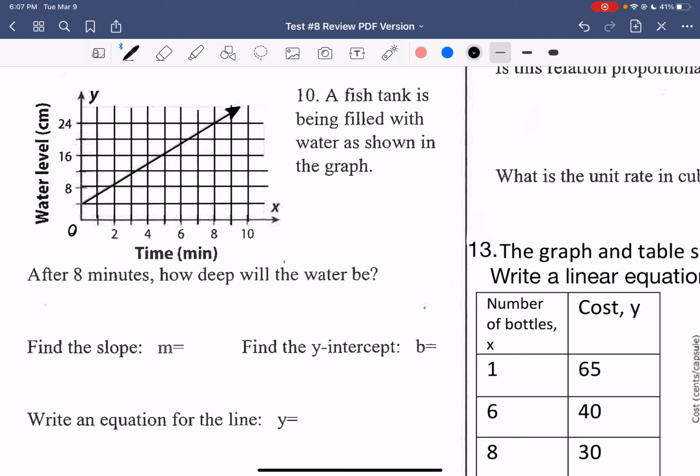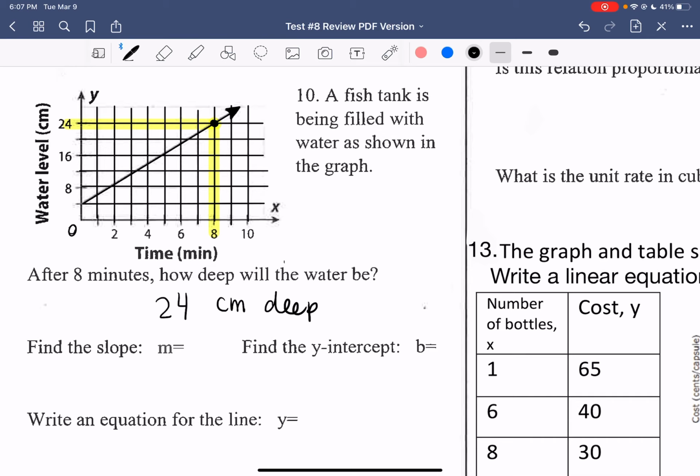Our question is, after 8 minutes, how deep will the water be? So this, we could go to 8. After 8 minutes, how deep will the water be? So it's where it crosses. So it looks like at 8 minutes, the water is going to be 24 centimeters deep.